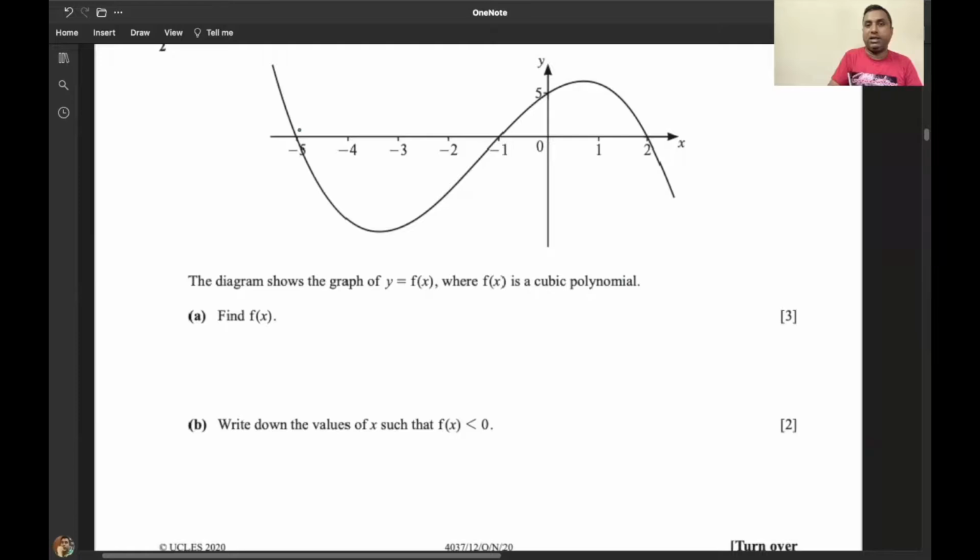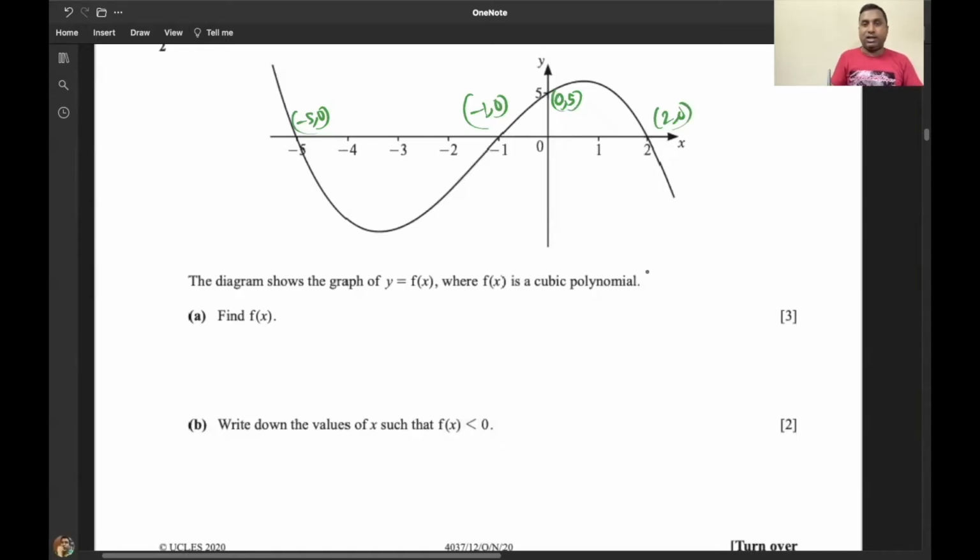Okay, I think you enjoyed number 1. Let us see question number 2. What is given in the question? The graph meets the y-axis at 0, 5, and the x-axis at minus 5, 0, minus 1, 0, and 2, 0.